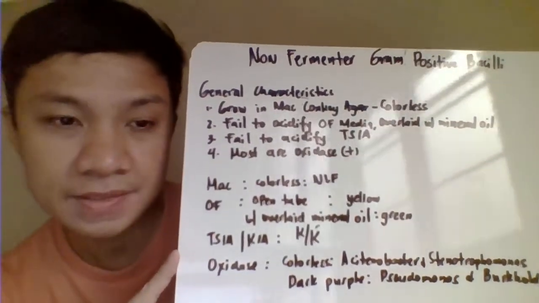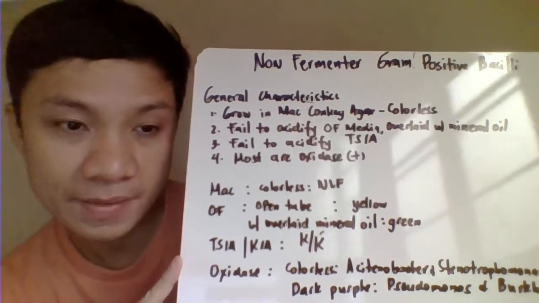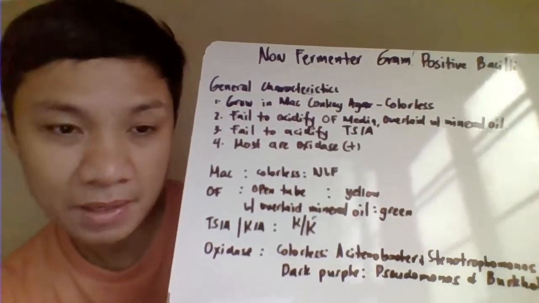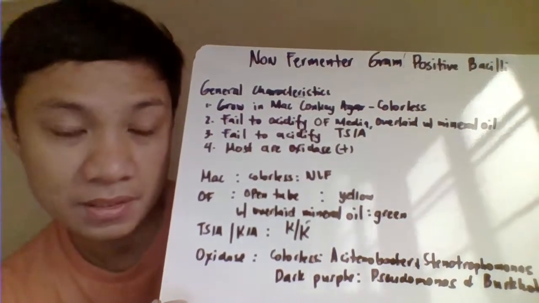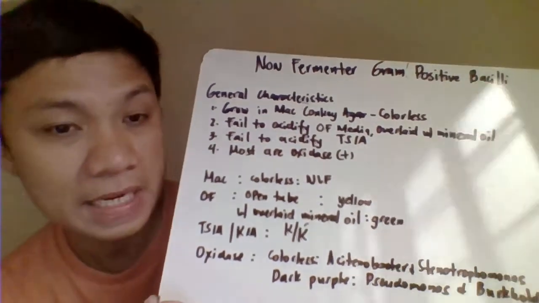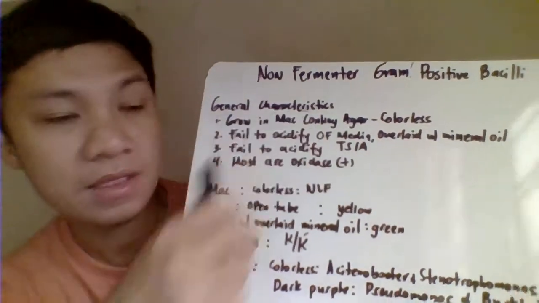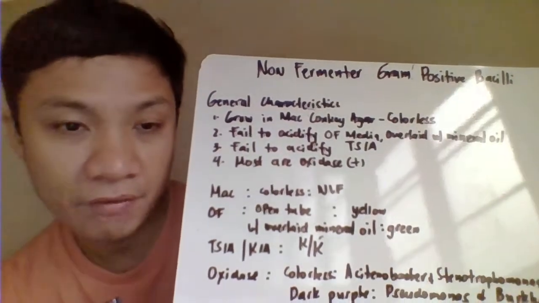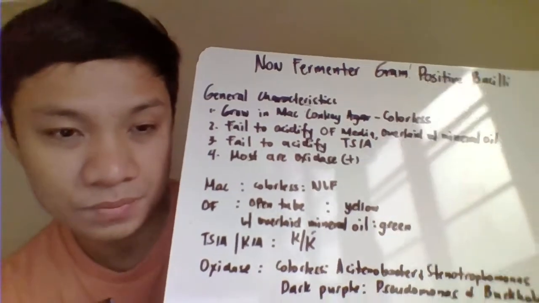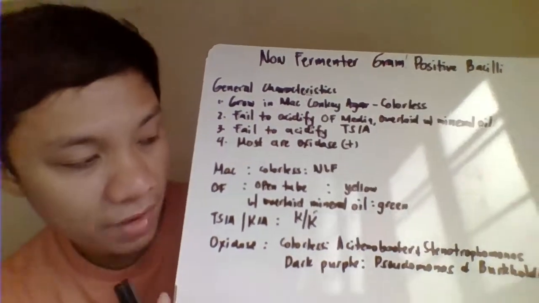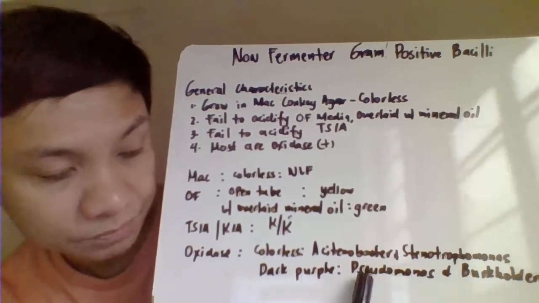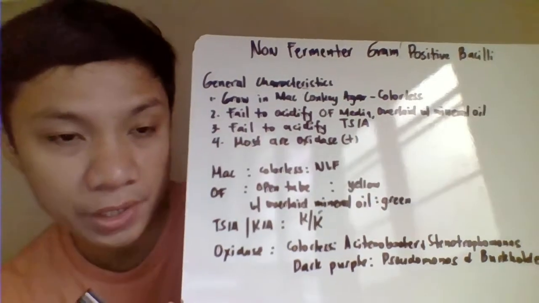Okay, we're going to discuss all about the non-fermenting gram-negative bacilli. These bacteria are still gram-negative, but they are rod-shaped or spherical because they are bacilli. They are non-fermenting, meaning they are not fermenting the glucose, but rather most of them are oxidizing the glucose. This group of bacteria includes the following genera: Acinetobacter, Stenotrophomonas, Pseudomonas, and Burkholderia.